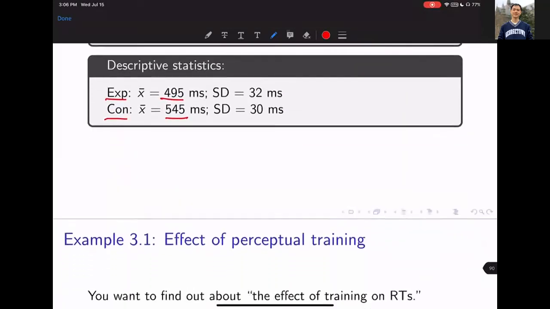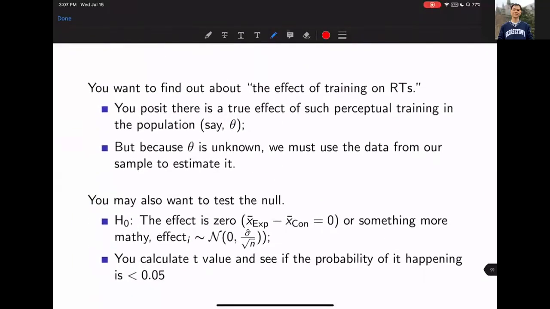So from this research, let's say you care about the effect of training. You want to find out how much the training can improve your students. The effect of training in this experiment, you quantify it in milliseconds, the improvement we see. So you have the data here, and you try to figure out what's the effect of training on reaction time.